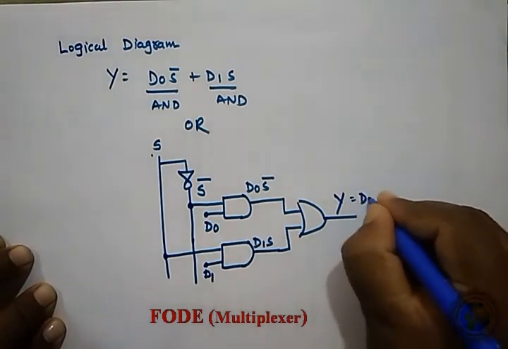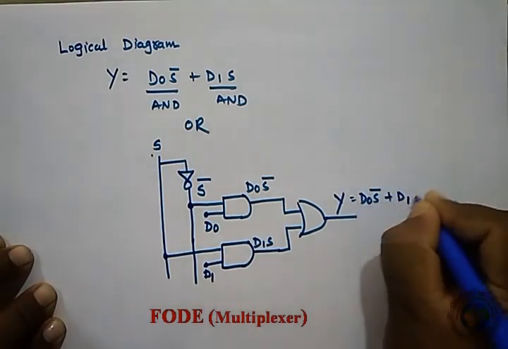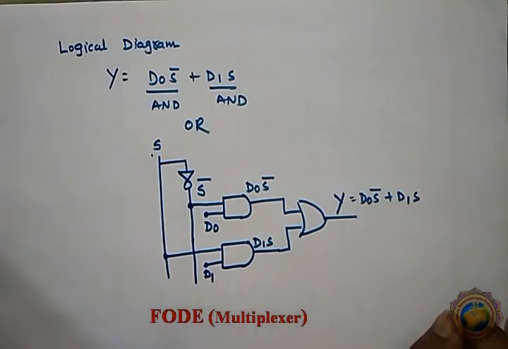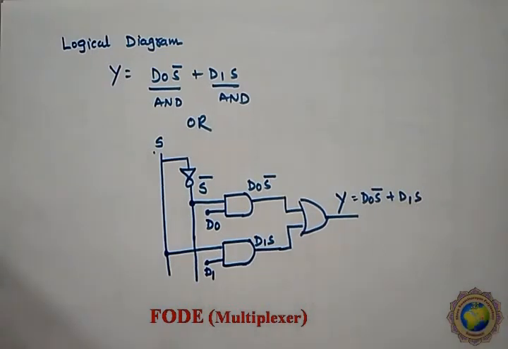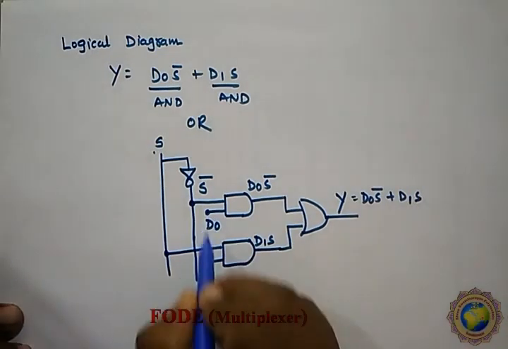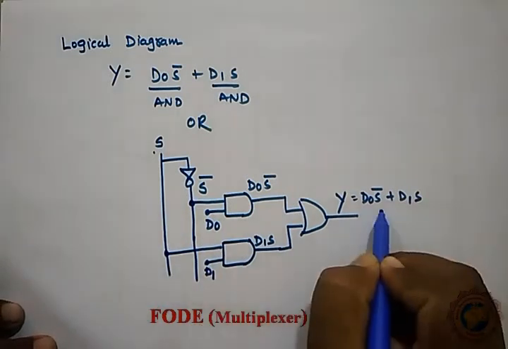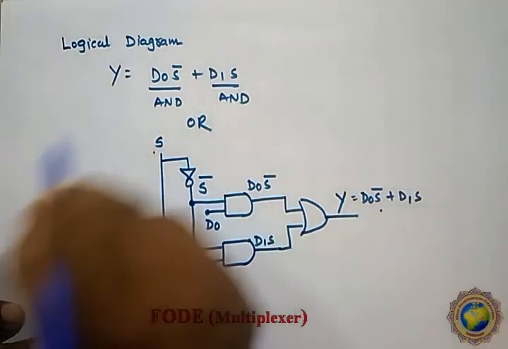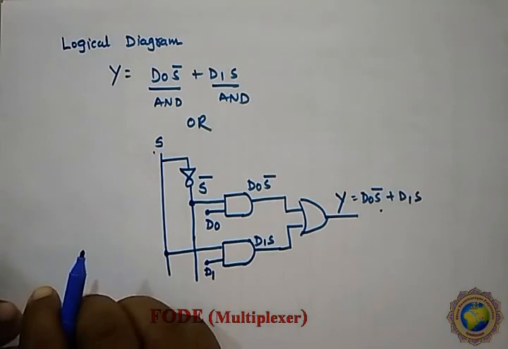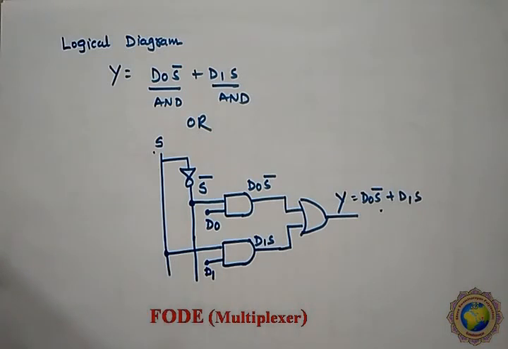So D0S bar plus D1S. So this is the logical diagram for the multiplexer. You can see there are 2 inputs and only one output, and this is known as a selection line. આ શું છે? Selection line છે. In the next lecture we will see 4x1 multiplexer and 8x1 multiplexer.